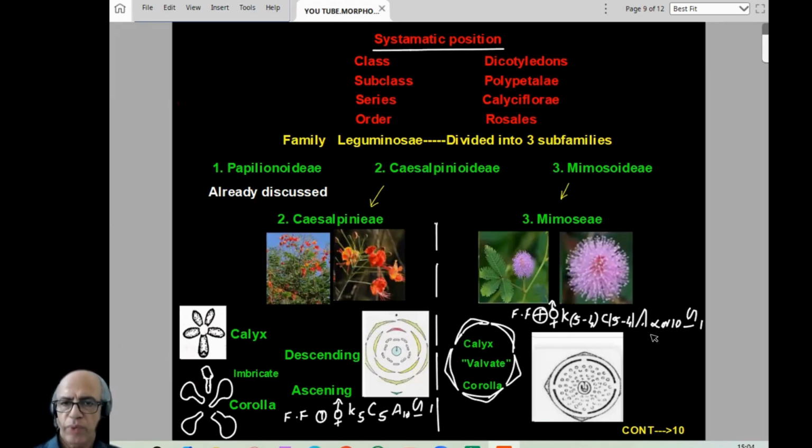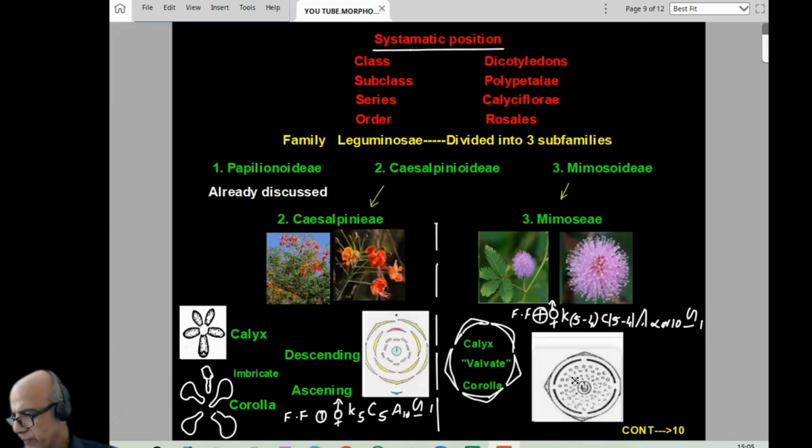Valvate. Petals 5 or 4, generally gamopetalous, that is why that bracket. Valvate. Stamens 10 or many. And calyx, both cases it is valvate. Corolla also valvate. In Mimosaceae, calyx and corolla both are valvate. In Papilionaceae, it is imbricate. But remember, calyx descendingly, corolla ascendingly in Papilionaceae. In Mimosaceae, calyx and corolla are valvate. I think that idea is clear. Now floral formula, actinomorphic, here we can compare.